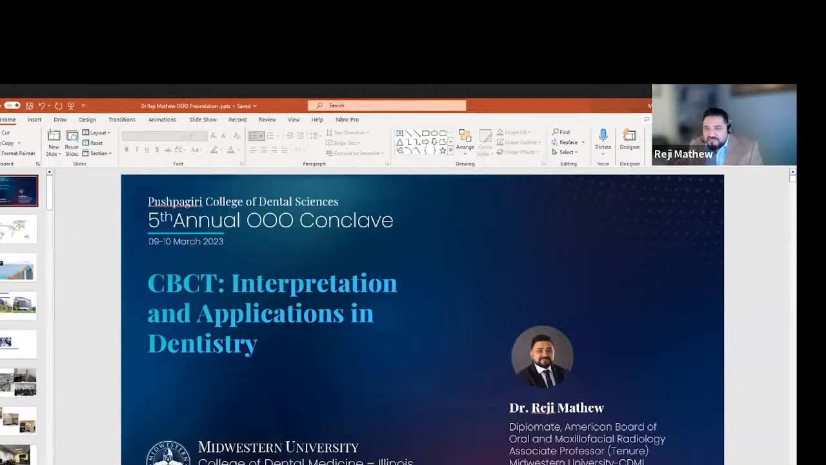Oh, this is a great image I had. I wanted to show you, go through that anatomy a little bit before, and I have a case which I wanted to show you about airway.